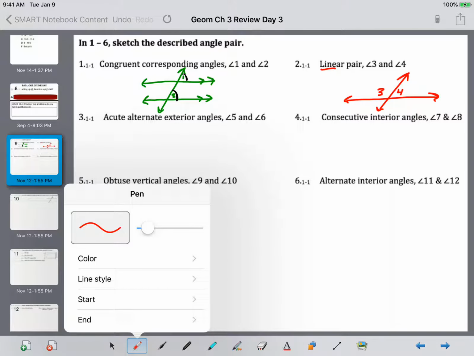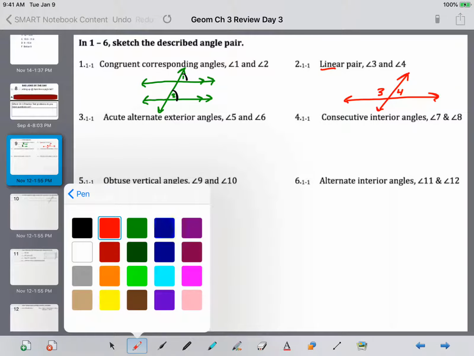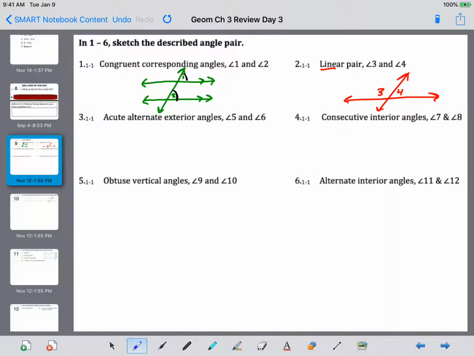Moving right along, acute alternate exterior angles, 5 and 6. So these don't have to be congruent, so really all I need to do is just draw two lines. They don't have to be parallel. And we're going to cut those by a transversal and find our acute exterior angles. I notice in the top, this is exterior and it's acute. Let's call that 5. Below the bottom line, this is acute. Those are alternate exterior angles and they're both acute.